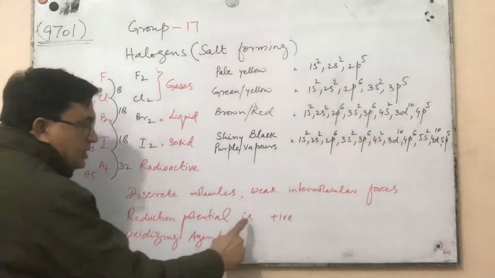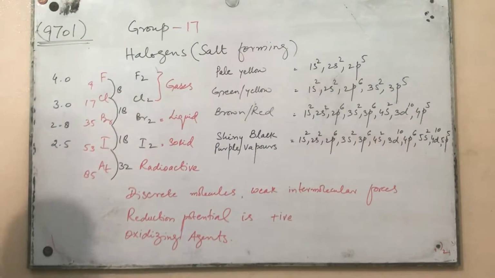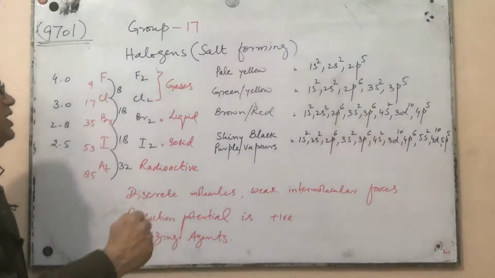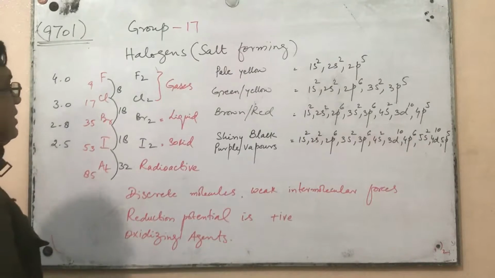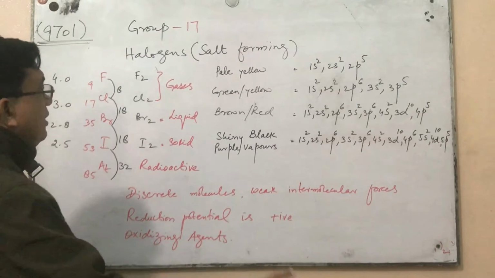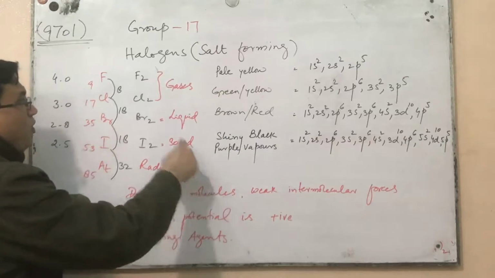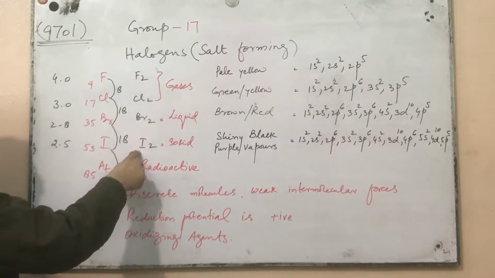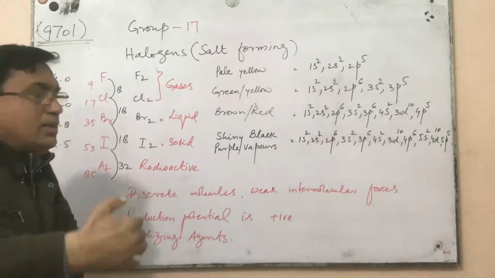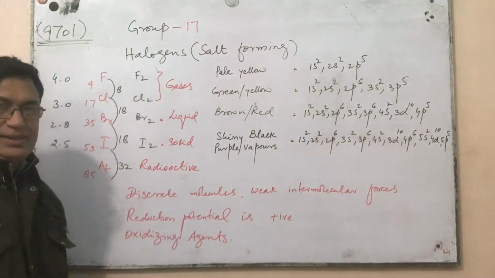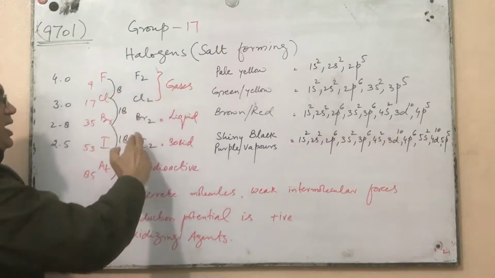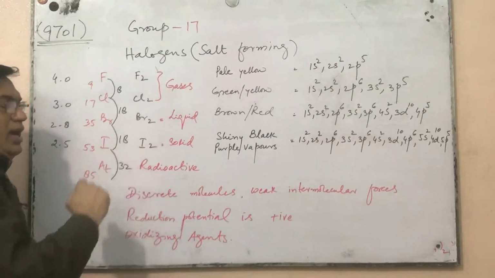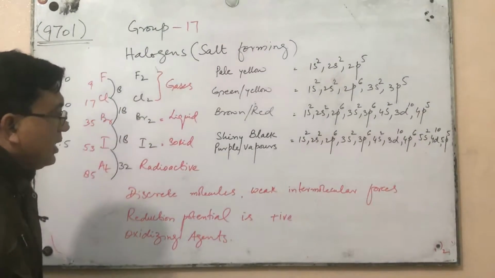Now, their reduction potentials are always positive and they act as good oxidizing agents whenever these halogens take part in a chemical reaction. Now, if we discuss the reactivity from top to bottom, from fluorine to iodine, the reactivity of these halogen elements decreases. Fluorine is the most reactive, chlorine is less reactive, bromine less reactive, and iodine is further less reactive.